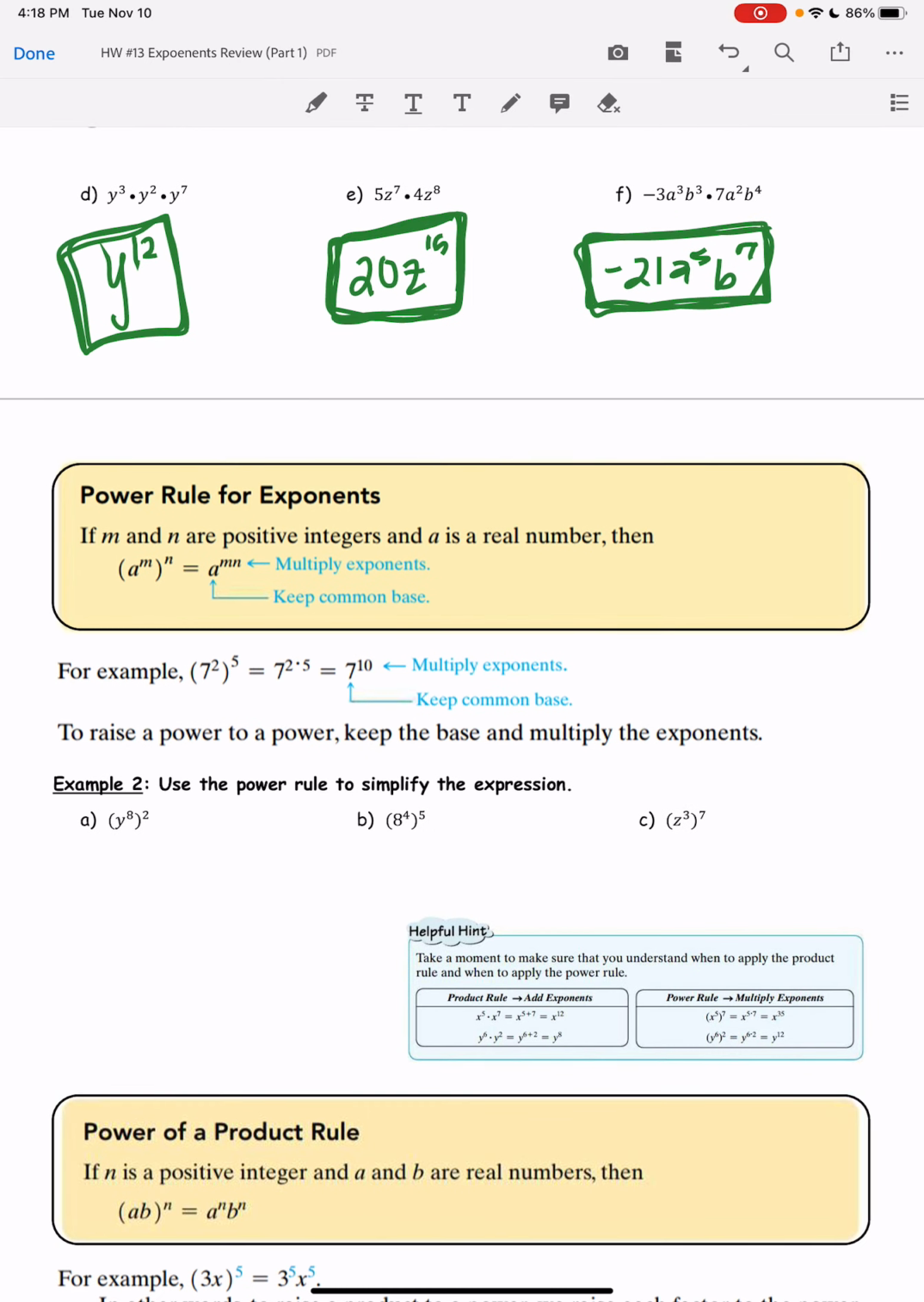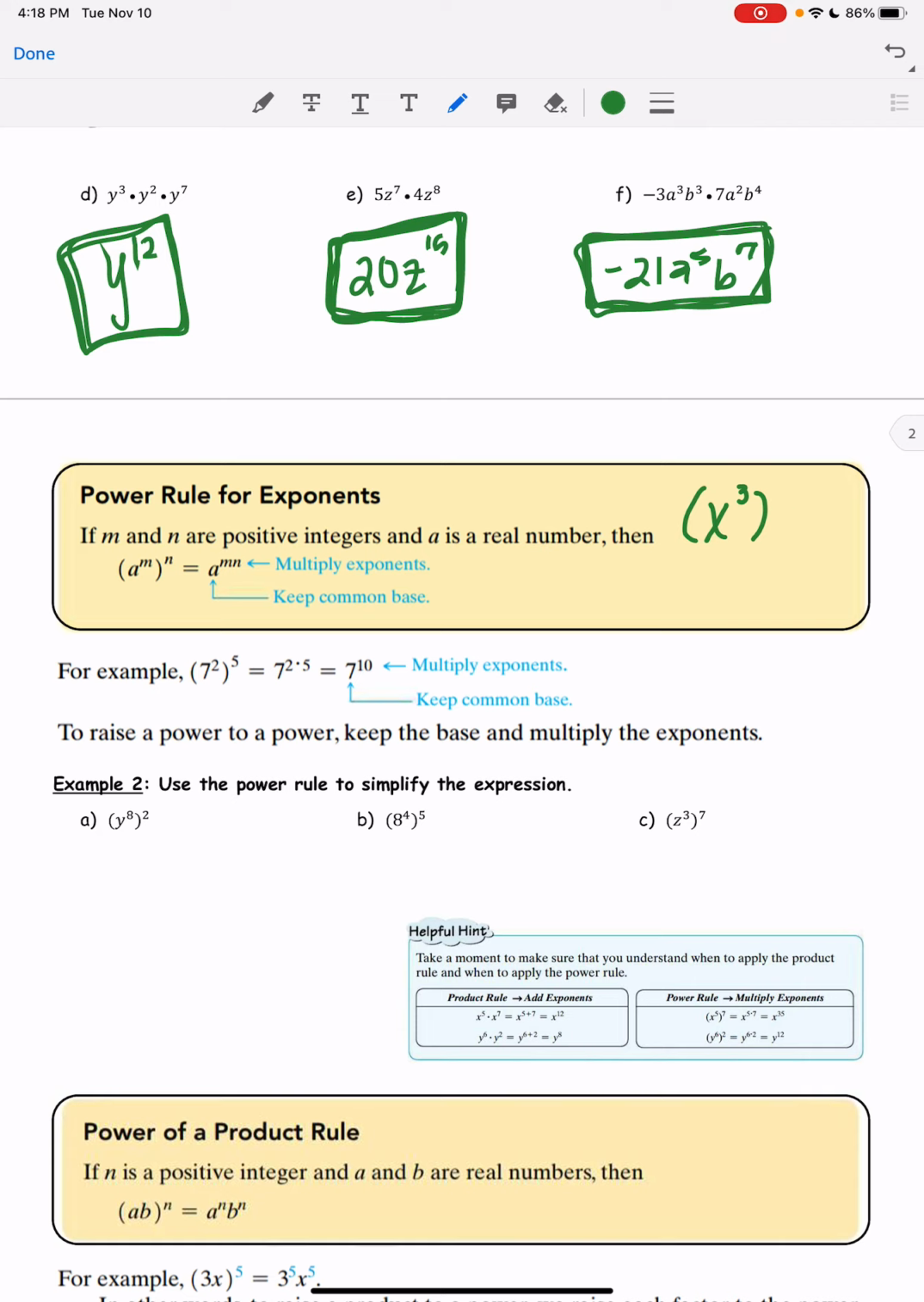We have a power rule. When you have an exponent to an exponent, this is when you multiply the exponent. So keep the base, multiply the exponents. And so you can see that right here. The reason is, if you have something like x cubed all to the 2nd power, that x cubed is my base, and that means I have 2 of them.